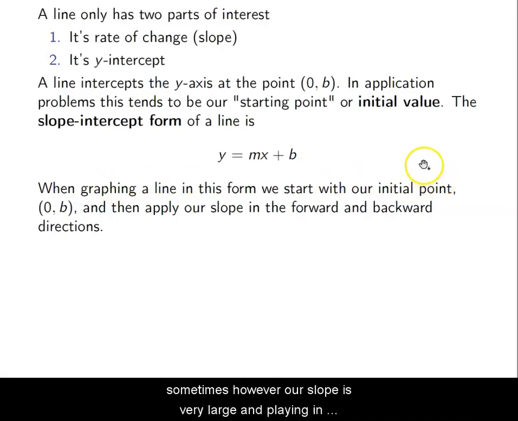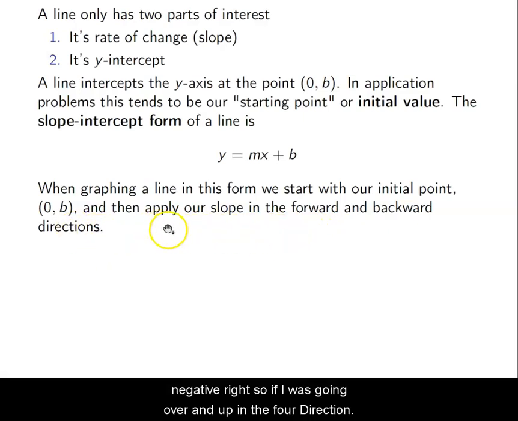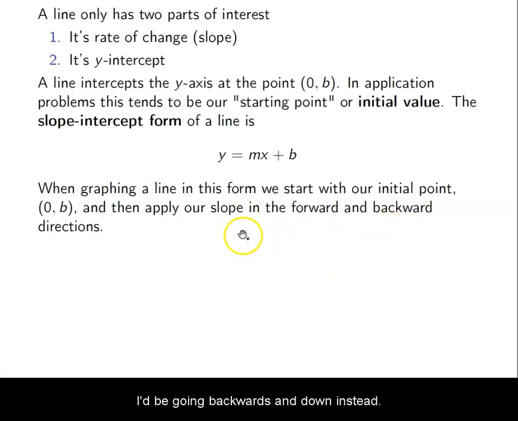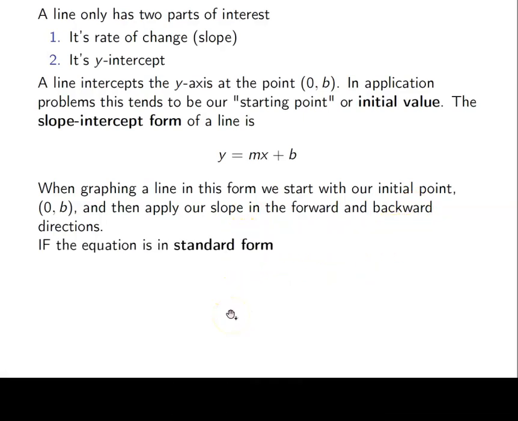Sometimes, however, our slope is very large. Applying it in the forward direction, we can only find one or two values. So then it'll be important to apply it in the backwards direction. Just remember, in the backwards direction, you're moving negative, right? So if I was going over and up in the forward direction, I'm doing the exact opposite in the backwards direction. So I'd be going backwards and down instead, okay?